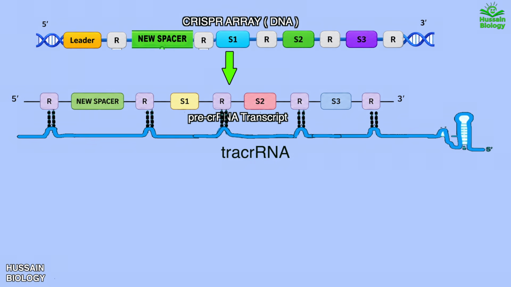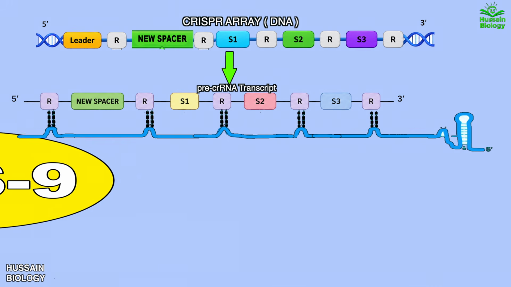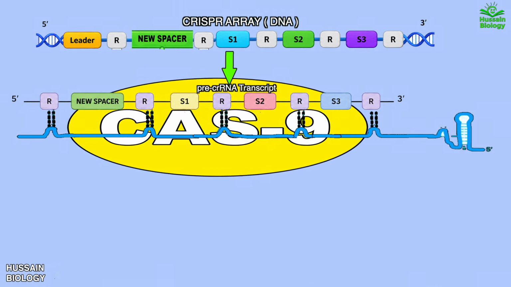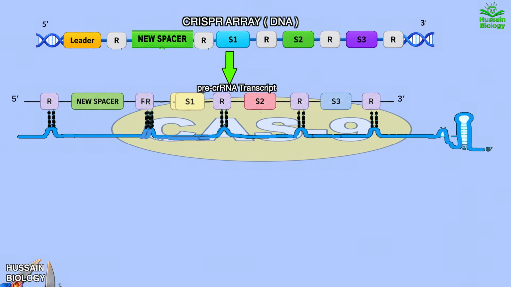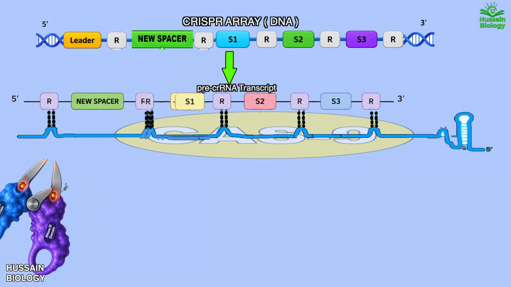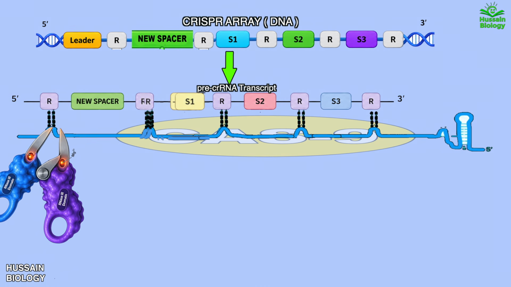The tracer RNA contains a region called anti-repeat region, which is complementary to the repeat sequences present on the pre-cRNA molecule. So the tracer RNA base pairs with the repeat regions of the pre-cRNA, forming an RNA duplex. Now comes the Cas9 molecule. The Cas9 binds directly to the pre-cRNA and tracer RNA duplex, stabilizing the complex. Once Cas9 is bound, the RNase molecule, that's RNase 3, comes into play along with other nucleases.